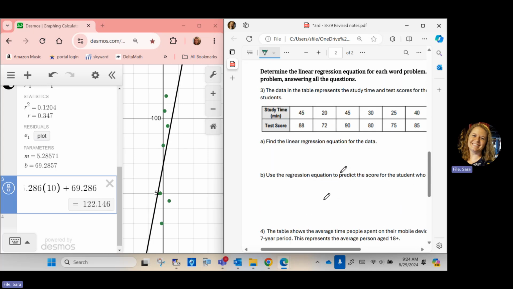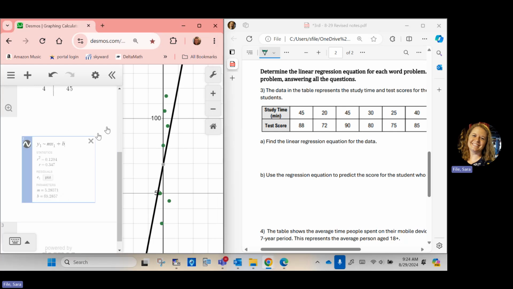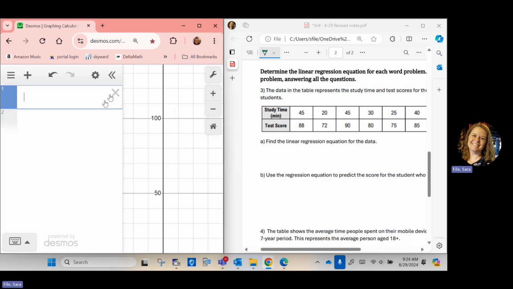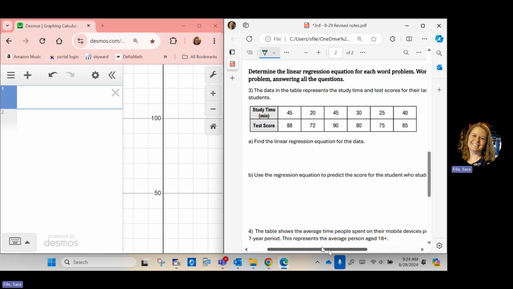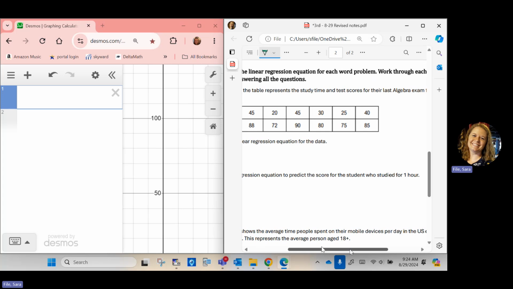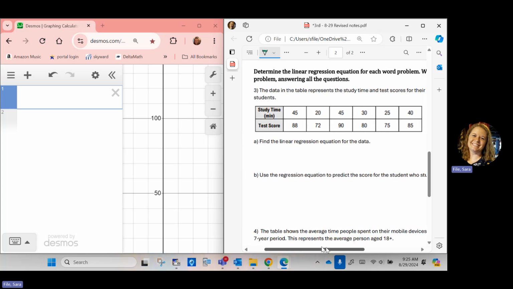Now, sometimes your data will be given in a horizontal table rather than a vertical table. So you have to make sure that you know what's X and what's Y in the scenario. So this time they're giving us actual context of the data. It says that this data represents the study time, in minutes, versus the test score for the last algebra exam for 6 students. So study time and test score.